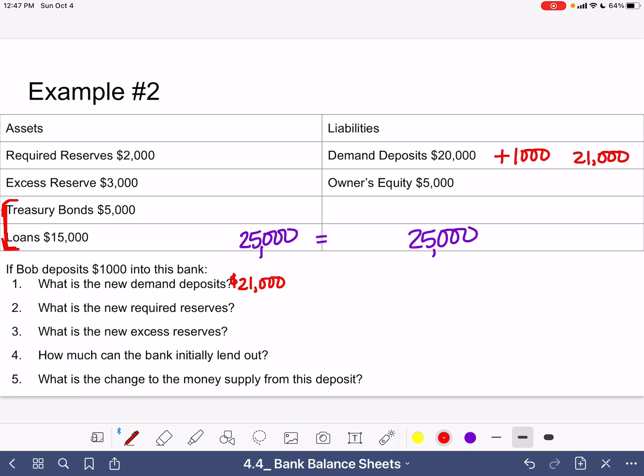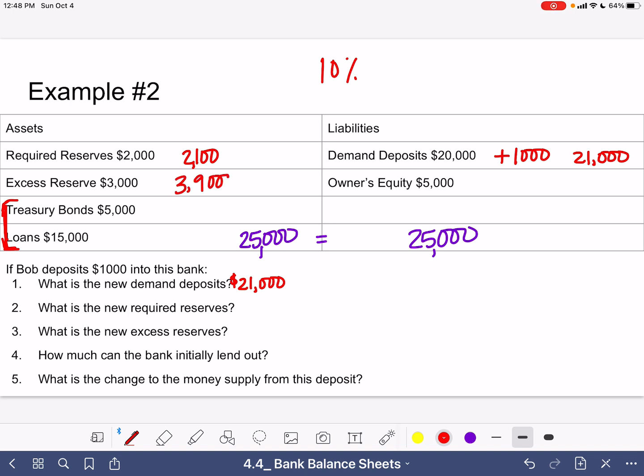Before we can figure out the new required reserves, we need to know what our reserve ratio is. So what is 2,000 of 20,000? What percent is that? Should be 10%. Now we have 21,000 in our demand deposits. So what is our new required reserves going to be? Should be 2,100. So the other $900 of this $1,000 deposit is going to go into our excess reserves.